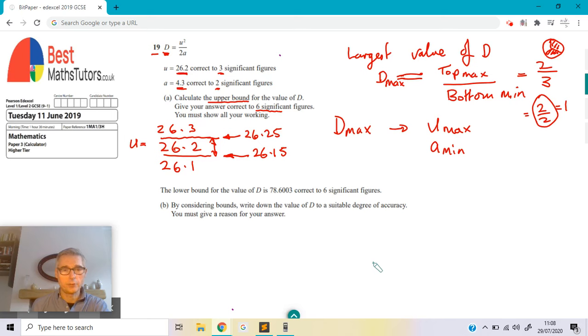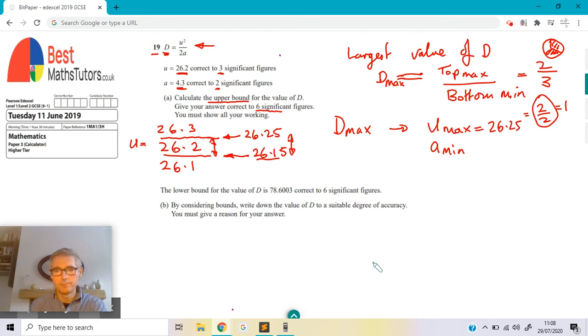Anything 26.25 and above would be considered to be 26.3. Anything below 26.15 would be considered to be 26.1 if we wrote it to three significant figures. So our 26.2 can mean anything in this range of values. Our U max, the maximum value that U could be, would be 26.25, and that's what we're going to put into our formula in a minute. Also we need to look at A as well.